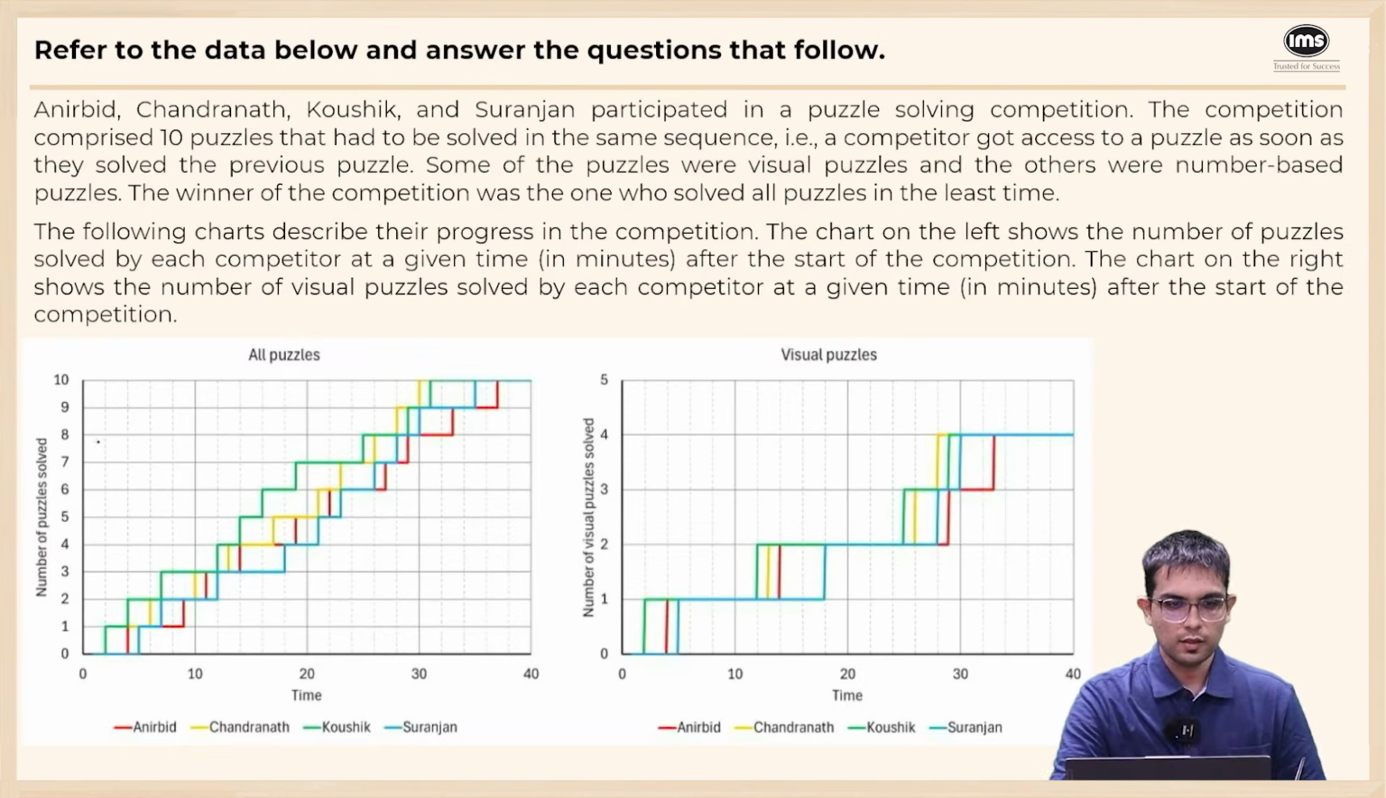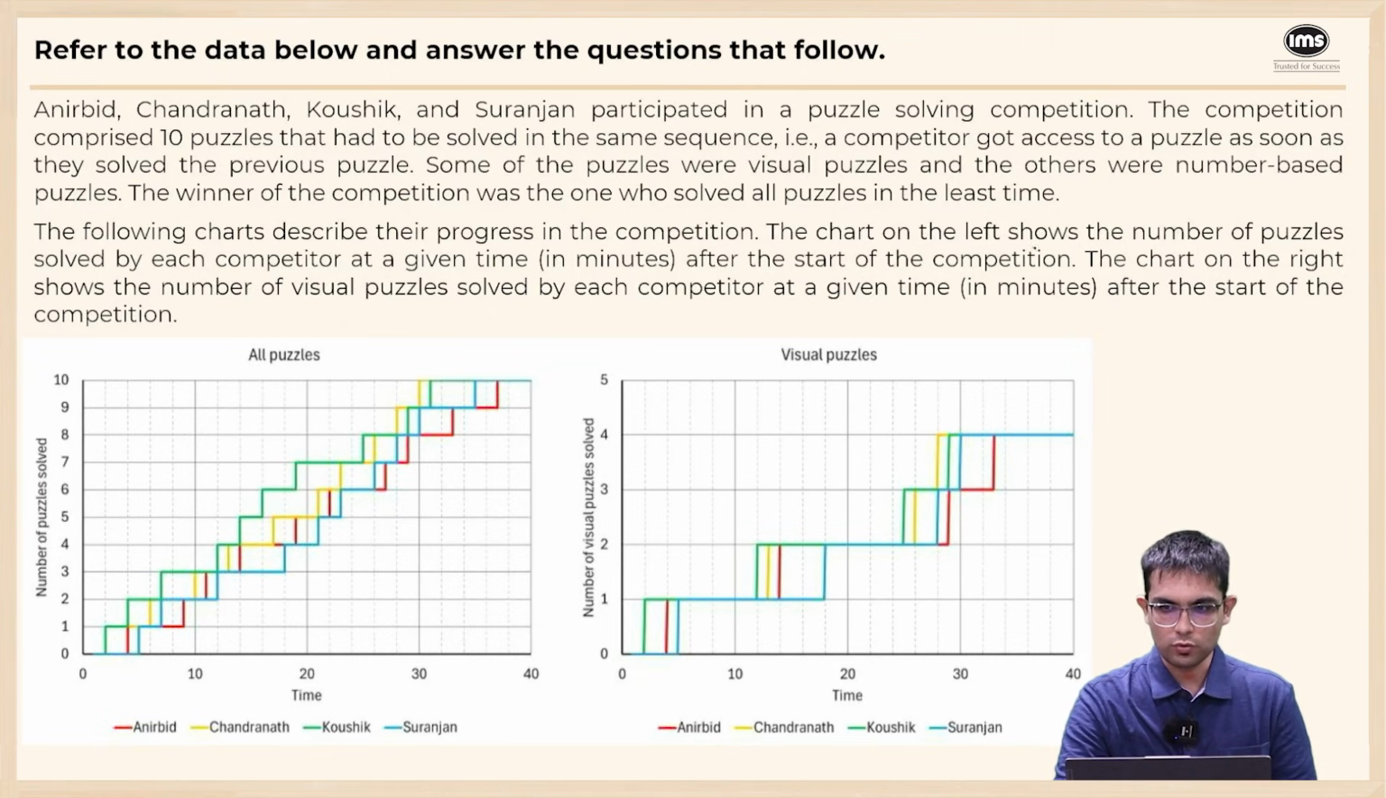So let's see this set. There are 4 people A, B, K and S who participated in a puzzle solving competition. The competition comprises 10 puzzles that had to be solved in the same sequence. That is, a competitor got access to a puzzle as soon as they solved the previous puzzle. Some of the puzzles were visual puzzles whereas the others were number based puzzles. The winner of the competition was the one who solved all puzzles in the least time. The following charts describe their progress in the competition.